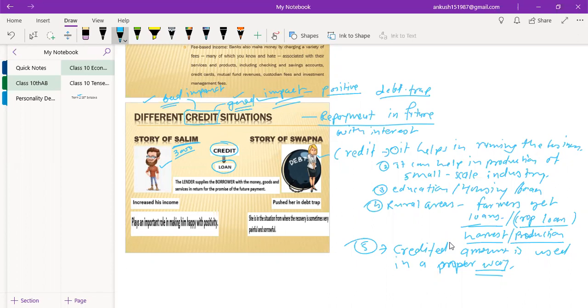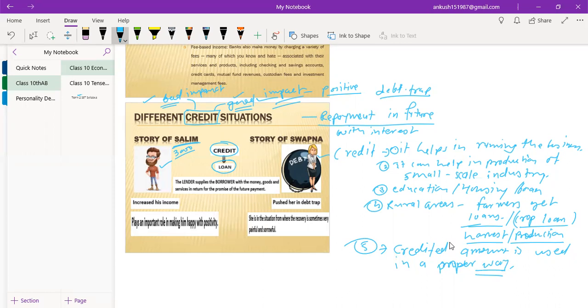So what happens in Salim's case? What kind of impact have you seen there? The positive impact you have seen there. Understood? He obtained loans from two sources as given in the book, to meet the expenses of production and completed the production in time. This way he increased his earnings, and credit made his life better off than before, whatever you see here.